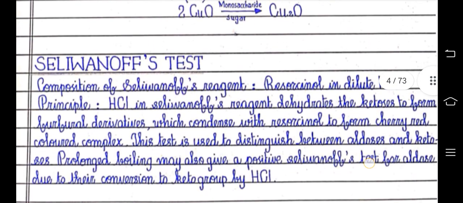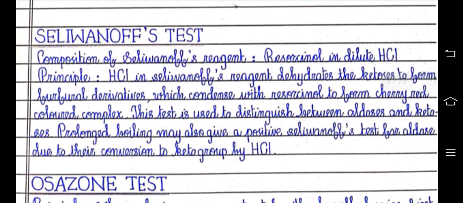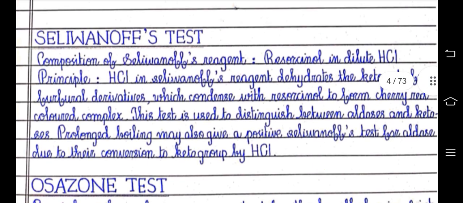Then Seliwanoff's test. Composition of Seliwanoff's reagent: resorcinol in dilute HCl. Principle. HCl in Seliwanoff's reagent dehydrates the ketoses to form furfural derivatives, which condense with resorcinol to form a cherry red color complex. This test is used to distinguish between aldoses and ketoses. Prolonged boiling may also give a positive Seliwanoff's test for aldoses due to their conversion to keto group by HCl.